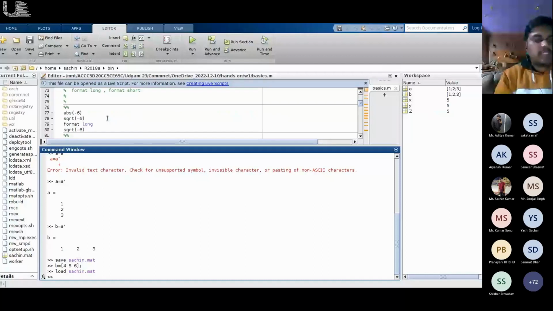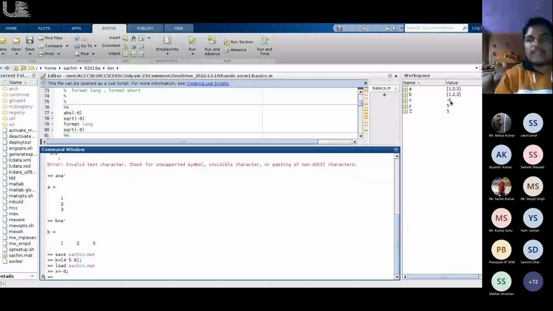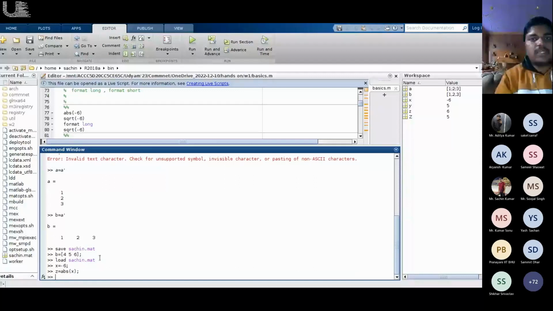So there are some basic built-in functions in MATLAB, like absolute. It is similar to C++. Let's say I'm writing x is equal to minus 6. So the value of x has been changed to the negative number minus 6, and I'm writing z is equal to absolute x. देखो z is equal to 6 हो गया. Absolute का मतलब सबको पता है. Everyone knows about absolute. It is just converting the negative to positive and positive stays positive.